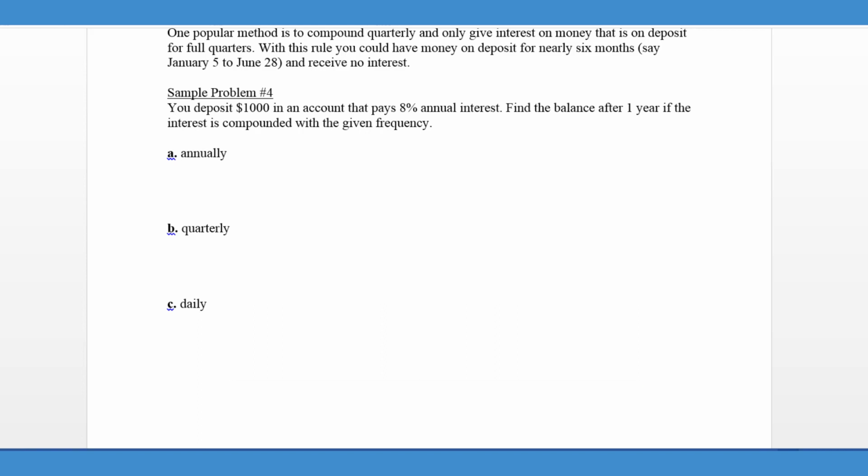Okay, so for sample problem number 4, we'll start with the account balance and we'll do an annual account balance. And so our initial starting amount was $1,000. So we're going to be 1 plus the interest rate, which is going to be 0.08 in a decimal format. Compounded annually, that's 1 time per year raised to n times t.